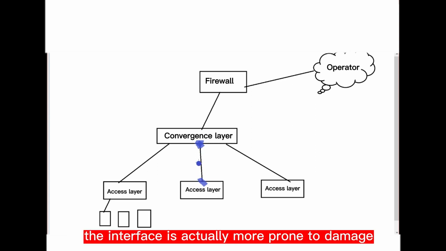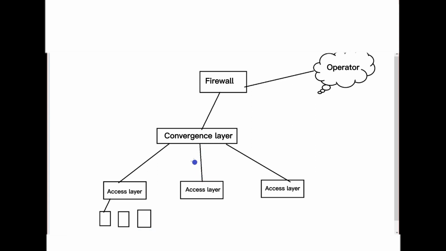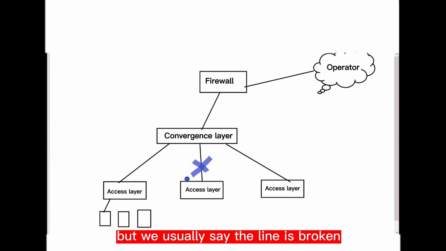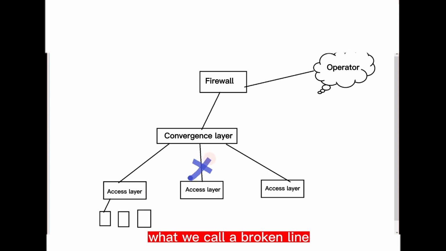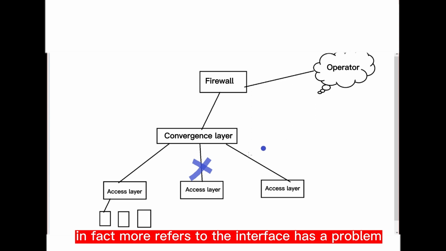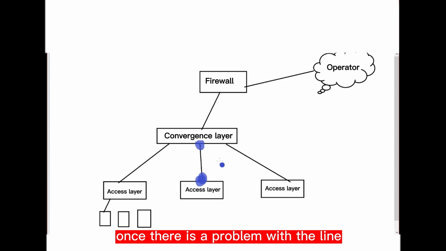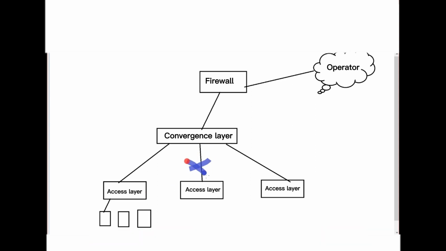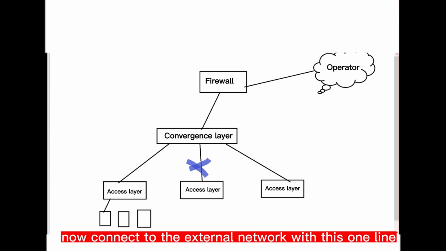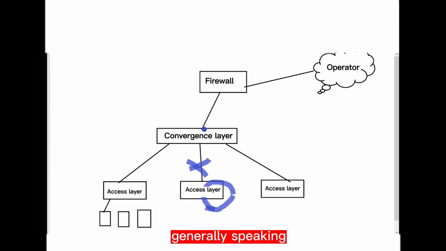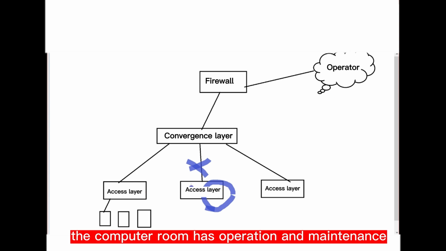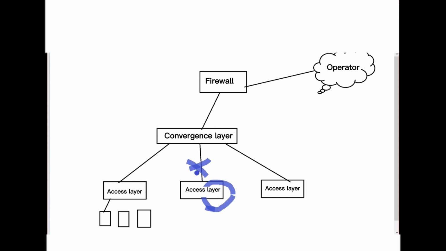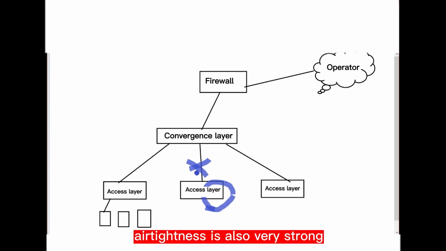The interface is actually more prone to damage. But we usually say the line is broken. What we call a broken line in fact more refers to the interface having a problem. Once there is a problem with the line, then the second floor can't go online. Now it connects to the external network with this one line. Generally speaking, the computer room has operation and maintenance staff, someone will check regularly, and airtightness is also very strong.